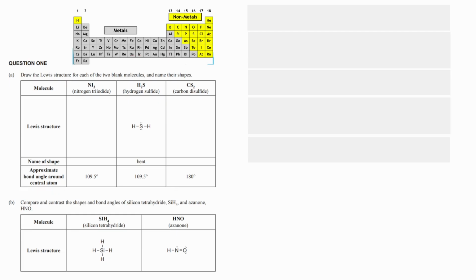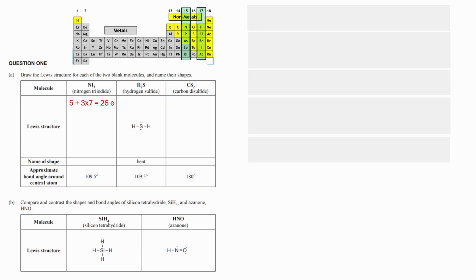So the first one is nitrogen triiodide. Notice that nitrogen is in the 15th column, the 15th group, so it has 5 valence electrons, and iodine is in the 17th group, so it has 7 valence electrons. The first step when drawing the Lewis structure is to count the total number of electrons. That's 5 plus 3 times 7 for each of the 3 iodines, and we get that there are 26 electrons present.